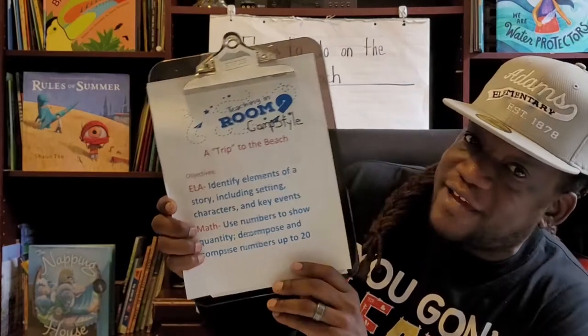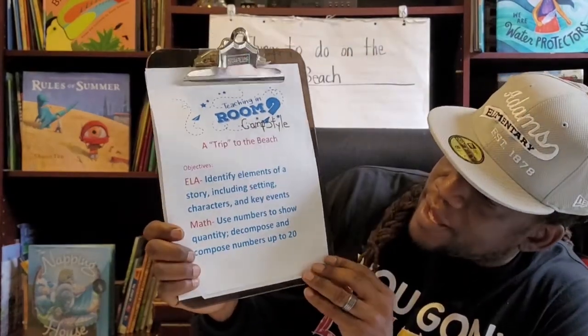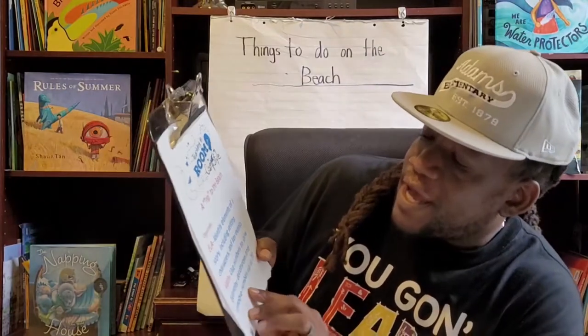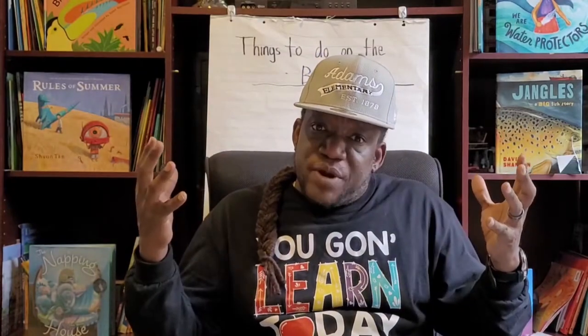Let's take a look at our objectives for the week. And you want to know what we're talking about? We're talking about taking a trip to the beach. I want you to think all about the beach. In ELA, we are going to identify elements of a story, including the setting, the characters, and key events that happen in the story. And in math, we will use numbers to show quantity and also decompose and compose numbers up to 20. Basically, we'll recognize some numbers and do some basic addition. You ready to get started?